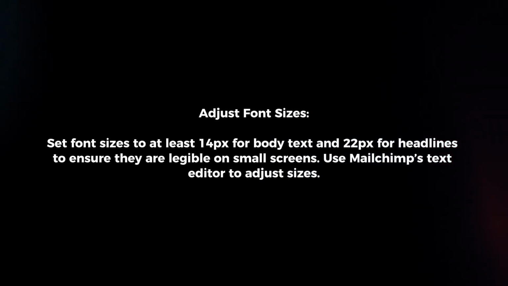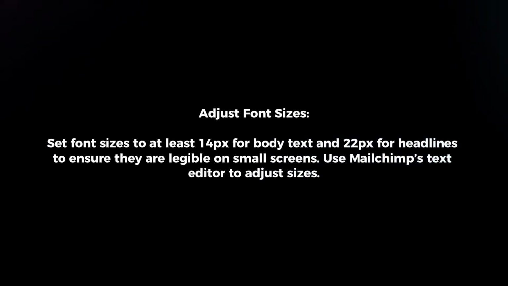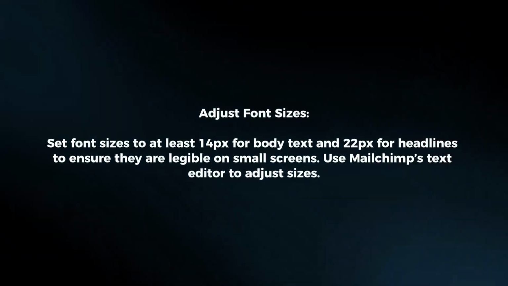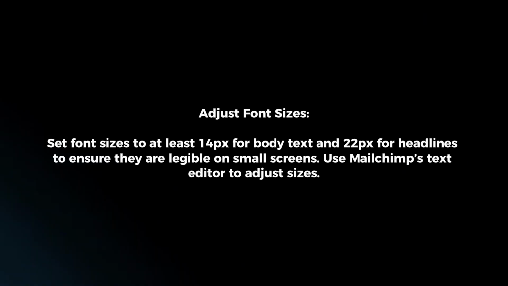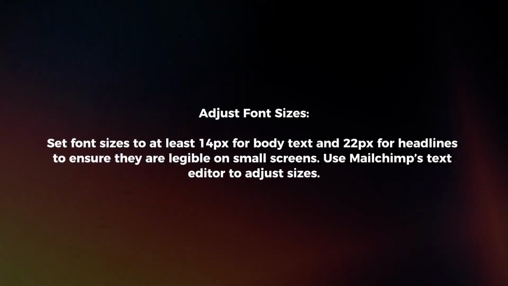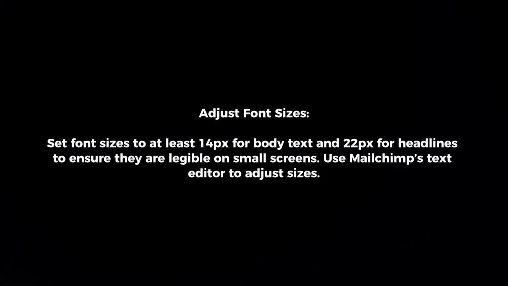Adjust font sizes. Set font sizes to at least 14 pixels for body text and 22 pixels for headlines to ensure they are legible on small screens. Use Mailchimp's text editor to adjust sizes.